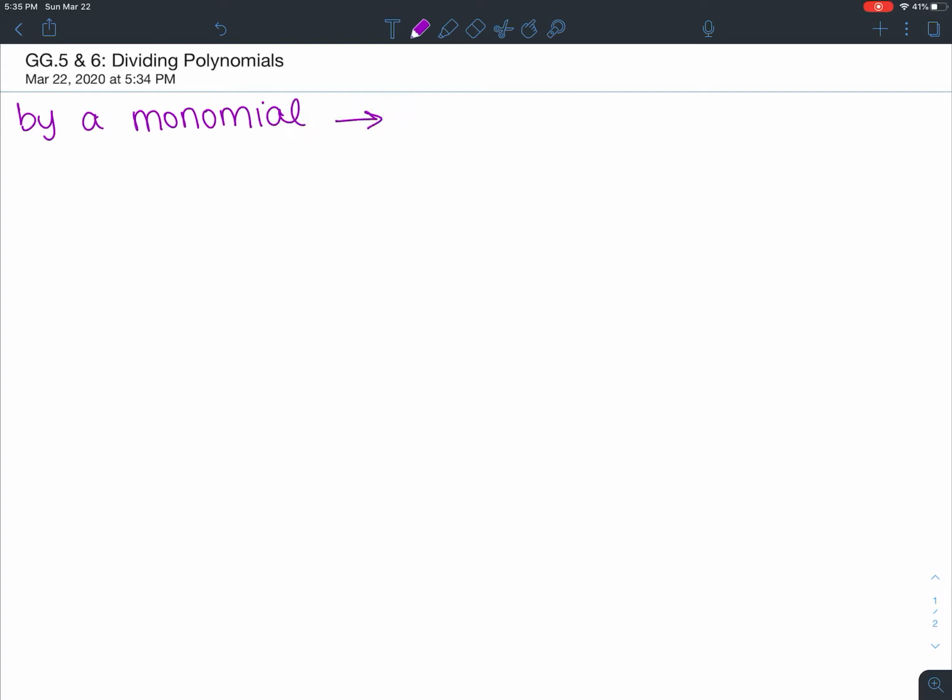Okay, quick reminder, a monomial are things like x, 2x squared, or 7, because they all have one term. It's okay if they have a number or a variable or a combination of the two, as long as there's no plus or minus. So our example, we're going to do two examples. If we have 10p to the fourth plus 7p cubed plus 3p squared, and we are dividing by p.